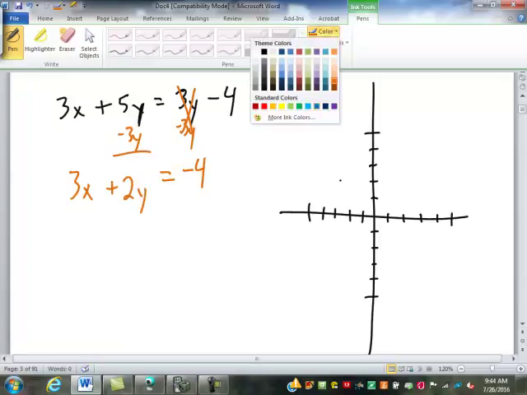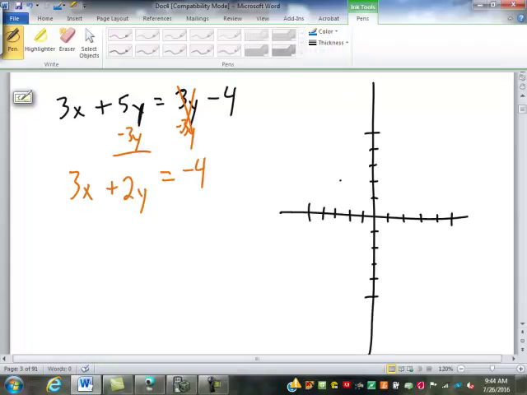Now what do we need to do? Careful, we're going to step ahead. We're going to subtract the 3x. The 2 is multiplying the y, so we got to get rid of it by dividing, but that'll be the last thing we do. So we're left with a positive 2y equals -4 minus 3x.